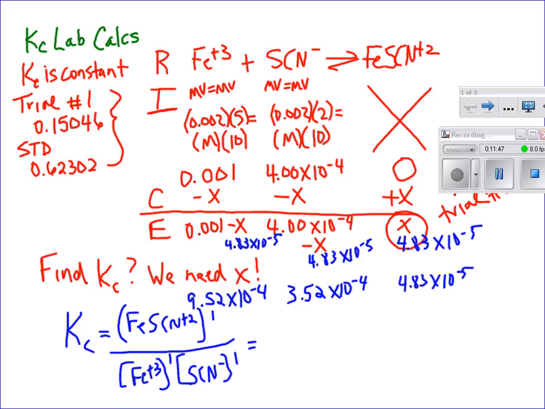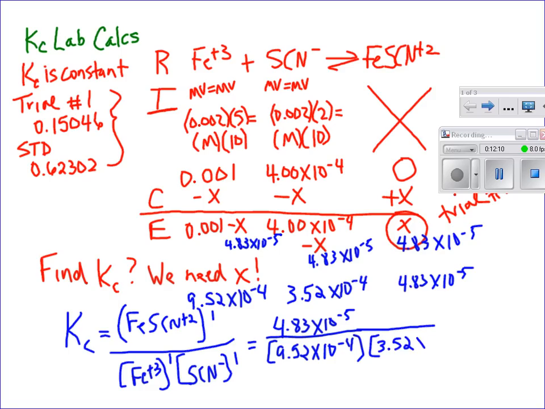And I plug everything in, and that would be 4.83 times 10 to the negative fifth divided by 9.52 times 10 to the negative fourth times, I lost my place, 3.52 times 10 to the negative fourth. And when I do the math, I end up getting a K that's 144. So I believe the accepted K value was anywhere between, I think, 100 and 175 or something like that.